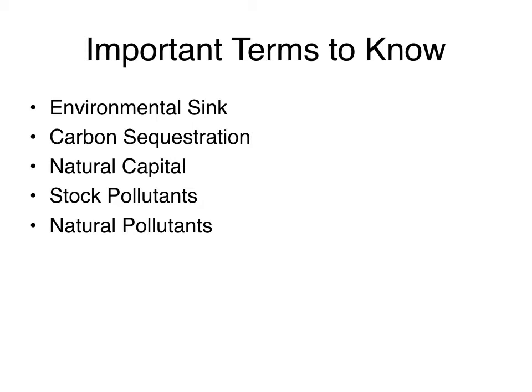Okay, so natural pollutants are harmful emissions from the earth and its creatures. These are natural pollutants that occur as a result of living. So animals can create pollutants as well as humans can.